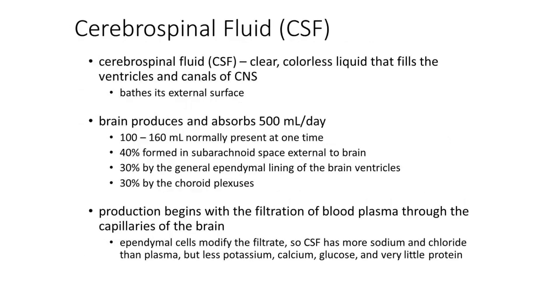So what is cerebrospinal fluid? Well, it is a clear, colorless liquid that fills the ventricles and the canals of the central nervous system. And the reason that we have it is because it aids in protection and filtration. Your brain produces and absorbs about 500 milliliters per day. The production begins with the filtration of blood plasma through the capillaries of the brain. The ependymal cells then modify this filtrate so the CSF has more sodium and chloride than plasma, but it has less potassium, calcium, glucose, and protein.